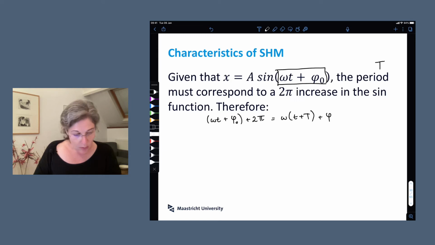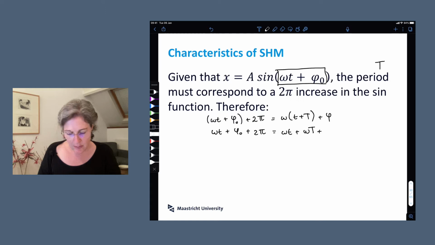So if we equate, let's write things out a little more clearly. We've got omega t plus omega big T plus phi 0. Oops, there's a phi 0 missing. Okay, so our omega t's cancel and our phi 0's cancel. So this tells us that we must have that 2 pi is equal to omega times T. And so we can work out that our period is equal to 2 pi divided by the angular frequency, omega.